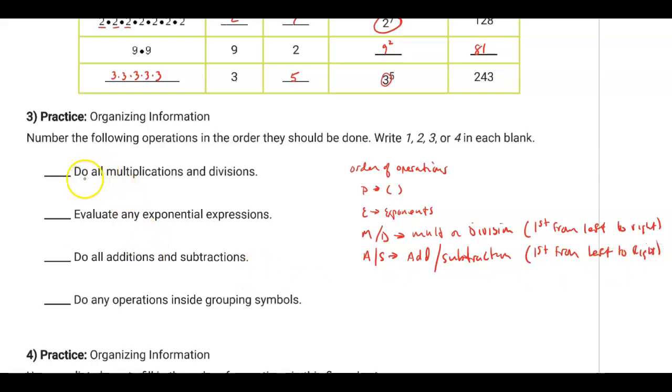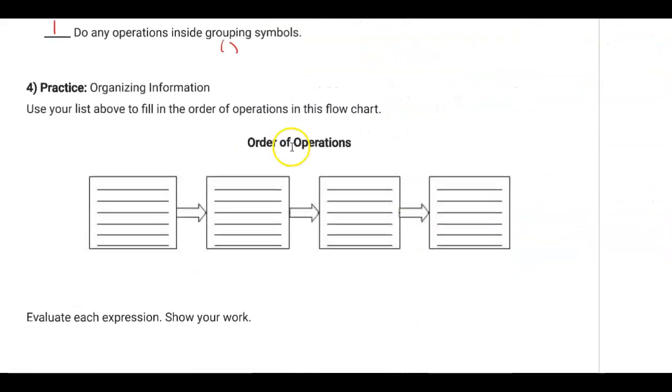So when I look at this, which one of these would we do first? We would do any operations inside grouping symbols, which are also parentheses. Then we would evaluate any exponential expressions. Then we would do any multiplication or division. And finally, any addition or subtraction.